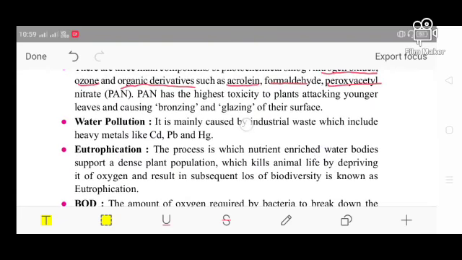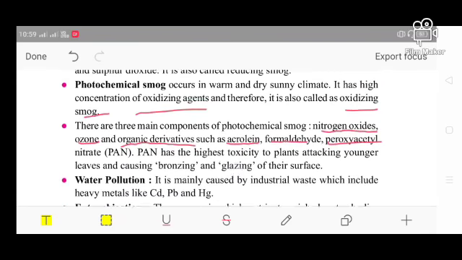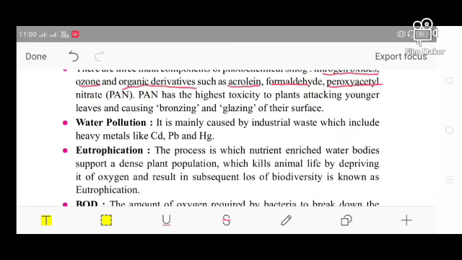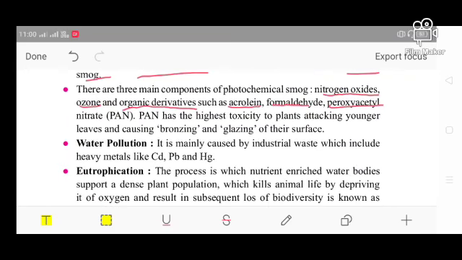Okay, but generally, when we are asked what is photochemical smog, we just have to write that it is seen in the warm and dry sunny climate. It is an oxidizing smog. There are three main components of the photochemical smog: nitrogen oxide, ozone, and another one is organic derivatives like acrolein, formaldehyde, peroxyacetyl nitrate. Okay, so these are the basic things. After that, my dear friends, now I can assume that you can write down the difference between the classical smog as well as the photochemical smog.